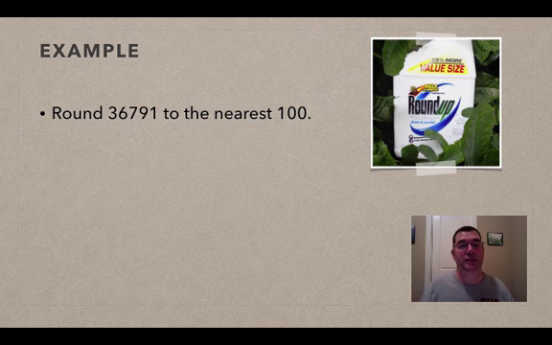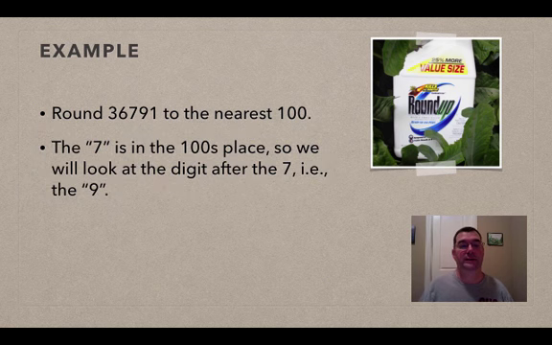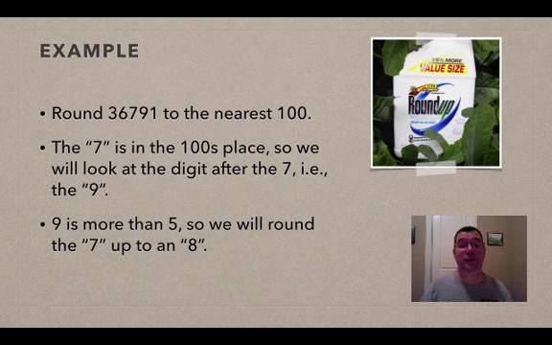The first example is 36,791, and I want to round that to the nearest hundred. So I'm looking at the 7 that is in the hundreds place, and I need to figure out whether that should stay a 7 or whether it should become an 8. In other words, is this number closer to 36,800 or 36,700? So I'm not really looking at the 7 and using that 5 rule. I'm looking at the number after the 7, which is a 9. That 9 is bigger than 5, so I'm going to round that 7 up to an 8.